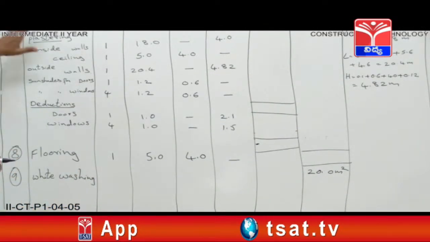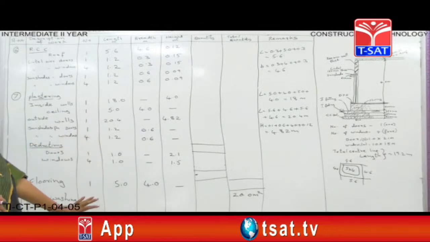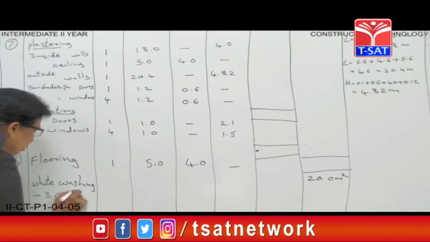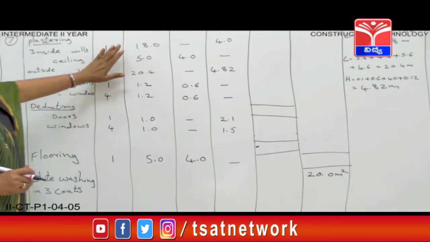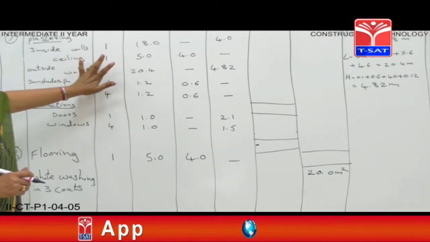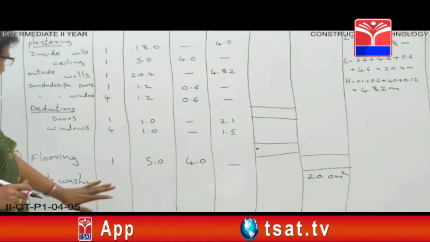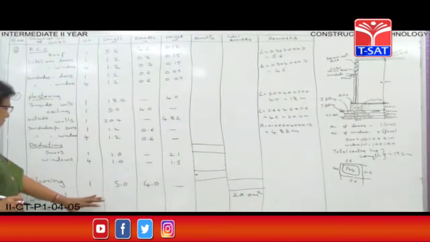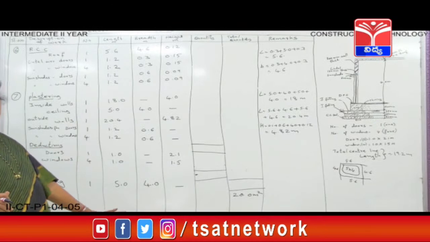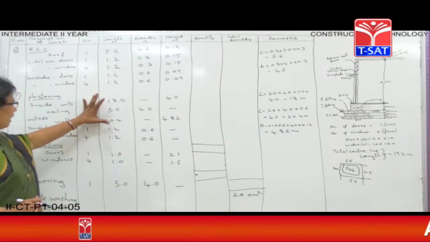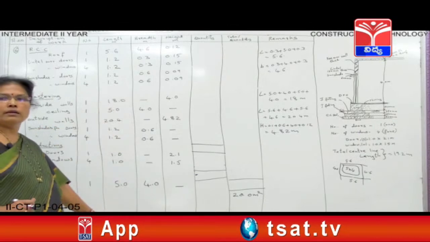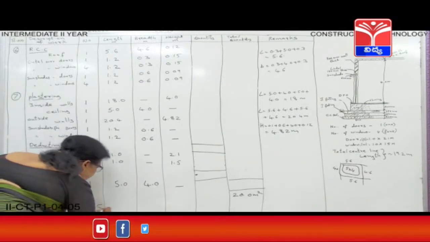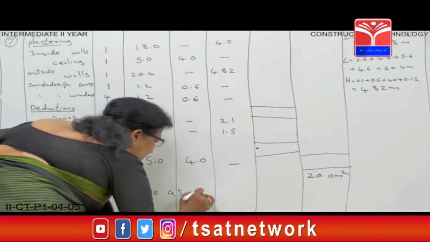Whitewashing. Same, wherever you are doing plastering, there you will be doing whitewashing. Sometimes including primer, you will be doing 3 coats of whitewashing. So you will be doing whitewashing for inside walls, ceiling, outside walls, sunshade and everything. Whatever item you get in the exam, you have to do the whole procedure. But here I am just writing same as plastering. You must not write like this in the exam.